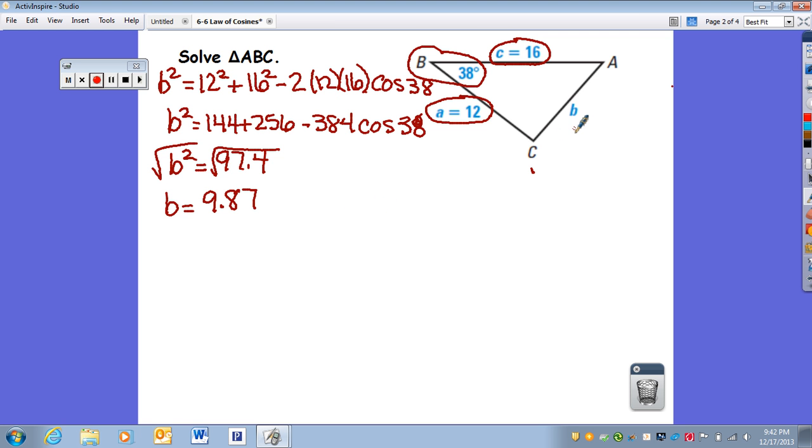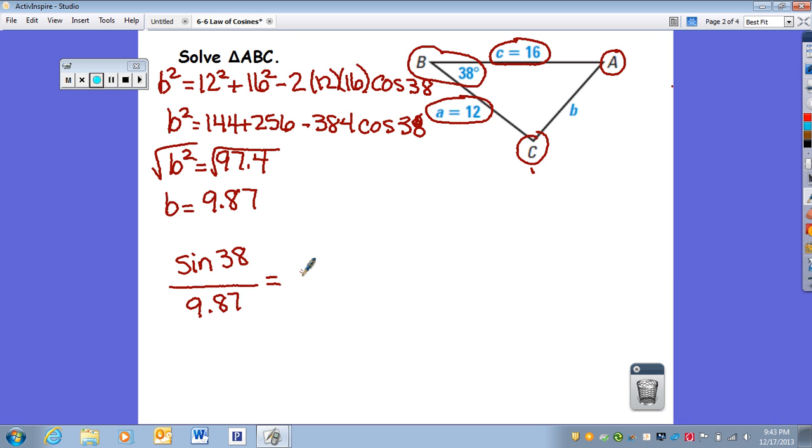So now what we would like to do is find the measurements of angle C and angle A. And in order to do that, we may want to use something that's a little bit easier. So you'll probably want to use the law of sines to solve the rest. So for example, if I have the sine of 38 degrees, I can put that over the measurement that I just calculated for B, 9.87. In other words, the sine of B divided by the side measurement of B, which is 9.87.